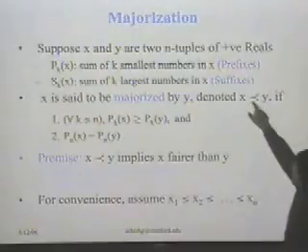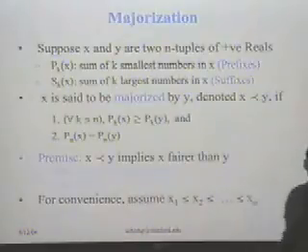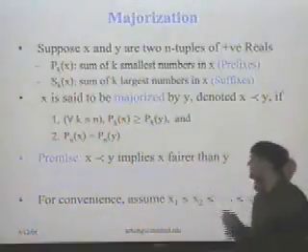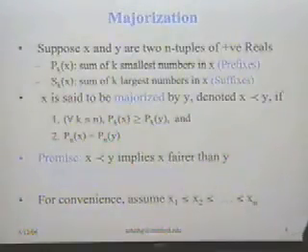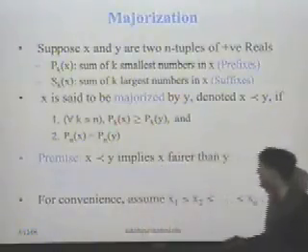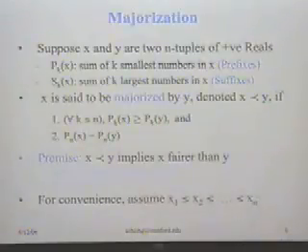The funny thing is that here I am saying greater than or equal to, but x is somehow less than y. But there's a reason for that, it's just a notation that's been around for 100 years, and I'm just sticking to that notation. So the premise is that x is majorized by y is the same as saying that x is fairer than y. And this statement informally was stated by Lorenz in 1905. It was formalized by Hardy, Littlewood, and Polya in 1929.